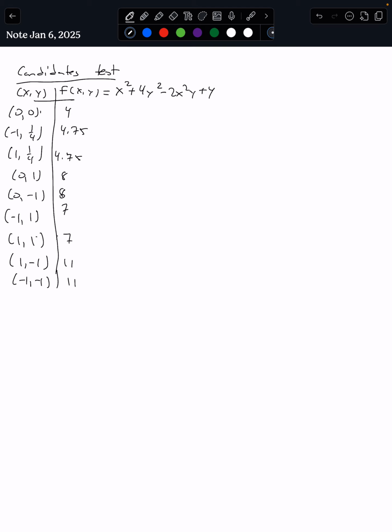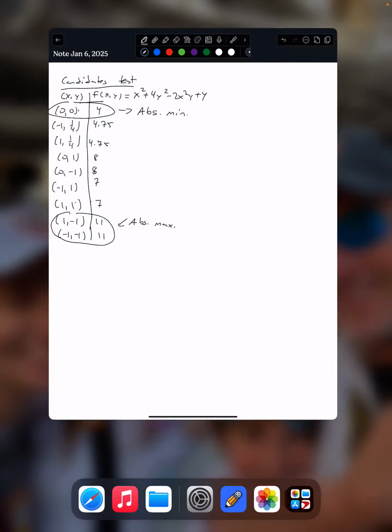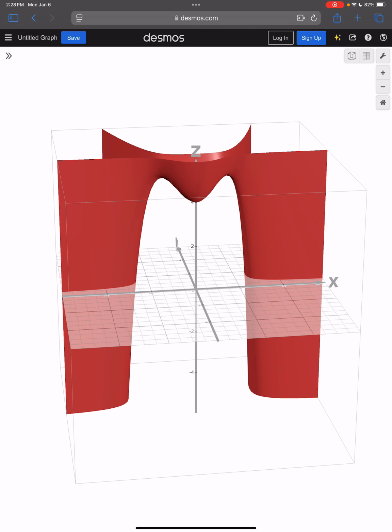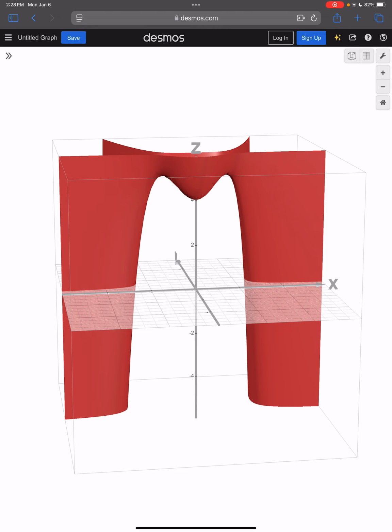And now we just have to pick which is the largest value. Where's my absolute minimum? It's going to be the smallest value, (0, 0) with 4. There's our absolute minimum. Where's the absolute maximum? Well, we have 2 of them. You can have more than one. There's our absolute maximum. And there we have it. That is our candidates test in multivariable calculus. Let's see if it matches up here. And yeah, it does match up. There's (0, 0, 4), and you can check the other values as well.